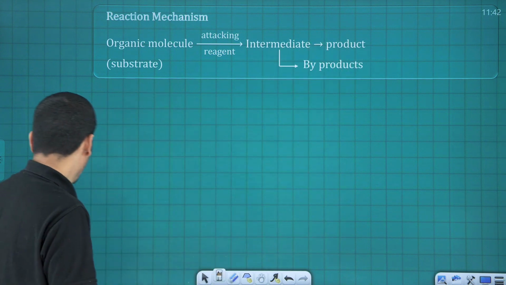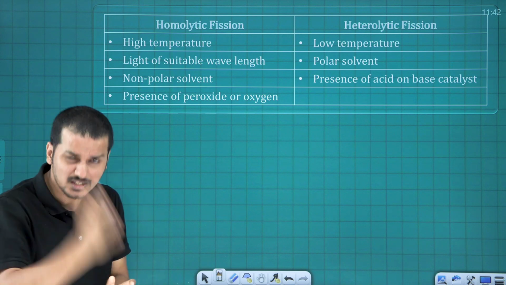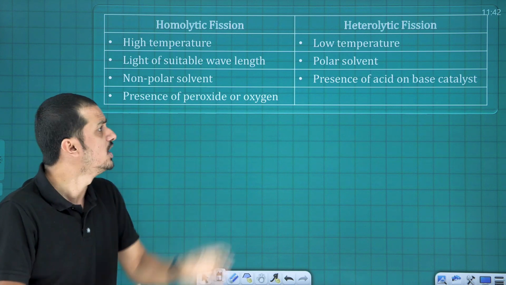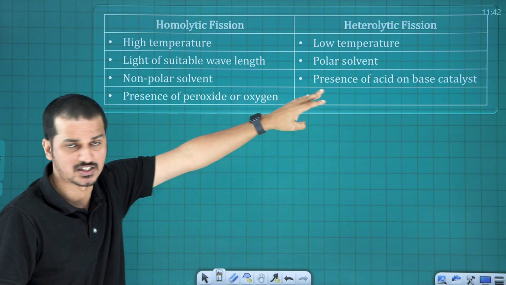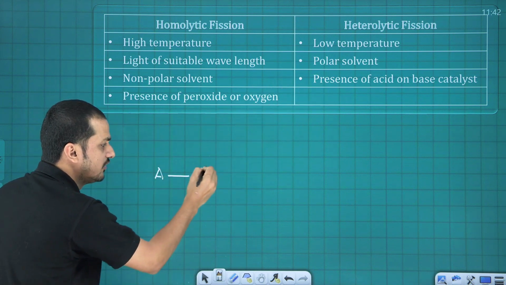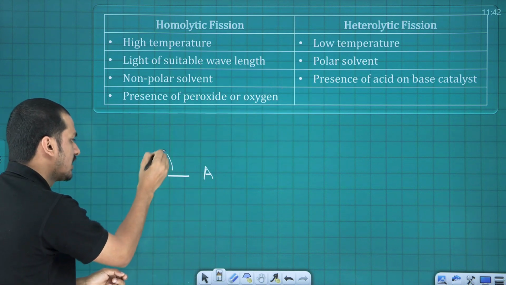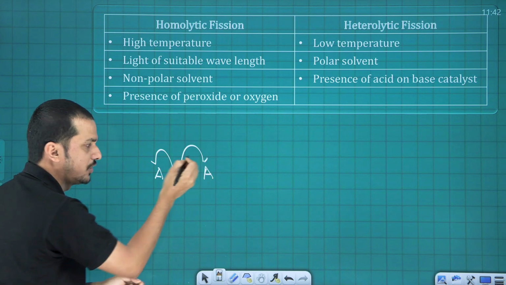The intermediates, okay. Whenever we discuss bond breaking in a covalent bond, two types of breaking are there: homolytic fission and heterolytic fission. If the bond is breaking equally, one electron is given to this A and one electron is given to this A.